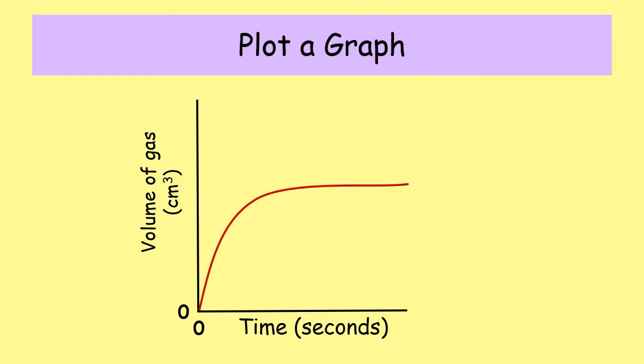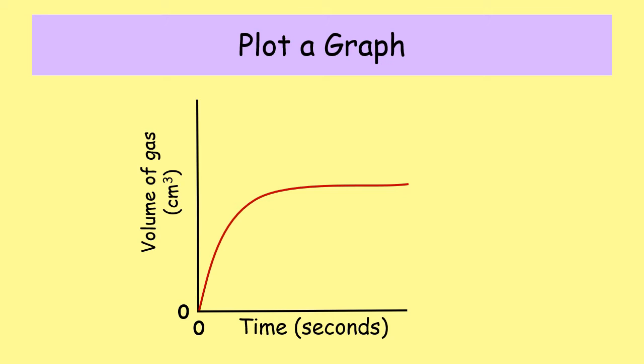Now, when you're plotting a graph for downward displacement of water or gas syringe, you have your time in seconds across the x-axis at the bottom, and you have your volume of gas up on the y-axis at the side. As gas is being produced and slowly stops being produced, you get this shape where it rises up very quickly at the start and then flattens till it's pretty much horizontal. That's how you know the reaction's over. The reaction stops at the point where the graph is horizontal.